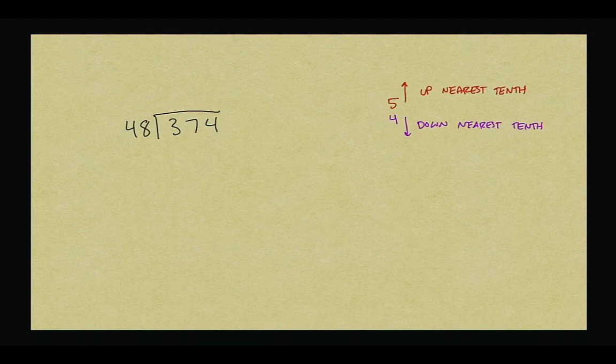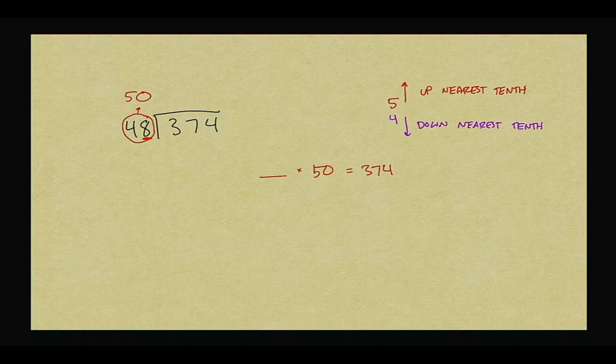Very good. So, in this example here, we have the number 48. Now, 8 is greater than 5, so I'm going to round the whole number 48 up to the nearest tenth, which is going to be 50. Now, we're going to use 50 to help us solve our division problem here. You have to think, all right, what number times 50 gets us really close to 374 without going over?